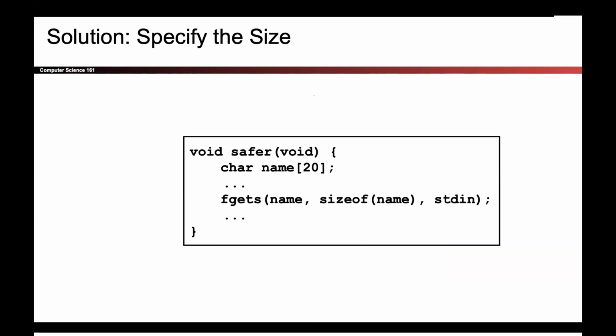Here's another way to make it safe: if you have an array, you can use sizeof. Sizeof returns the number of bytes that are allocated for that array. But it only works for arrays. It doesn't work if that's a pointer to a heap object. So it's kind of not perfect.